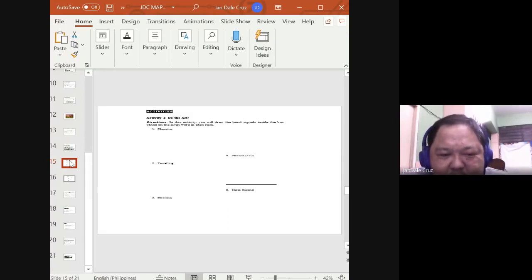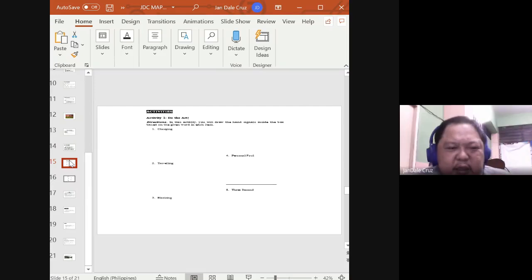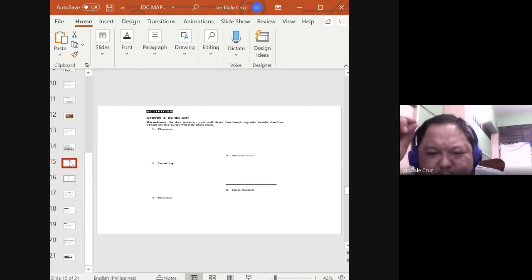Sean, go ahead, you read. Direction. In this activity, you will draw a hand signal inside the box based on the given word in each item. Okay, so what is written there is the violation. What you will do is draw the referee's hand signal for the correct signal of the right violation. Understood?